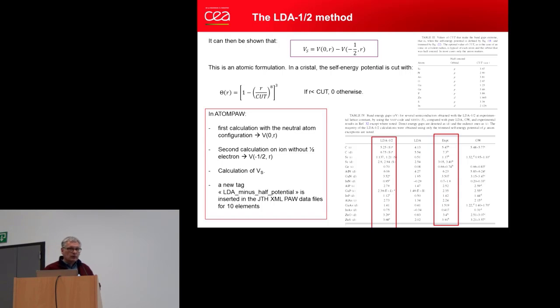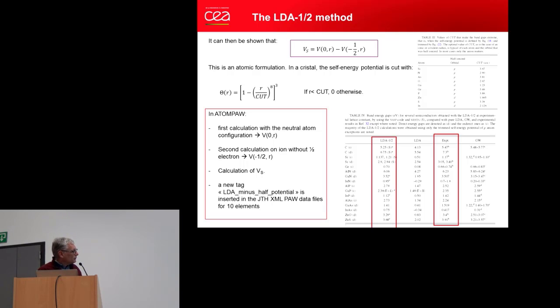In the PAW data generator atom core that we use, we perform a first calculation with the neutral atom to obtain V0, a second calculation on the ion without half an electron that gives us a local potential V minus half. We calculate Vs thanks to this formula times the cutoff, and this gives this potential. And this potential is added in the PAW data files with a new tag, LDA-1 potential.